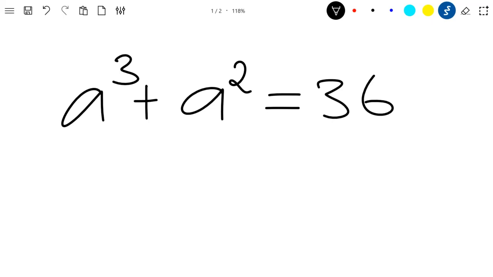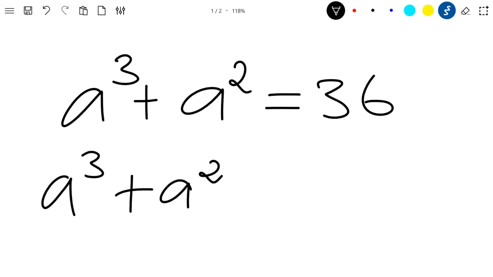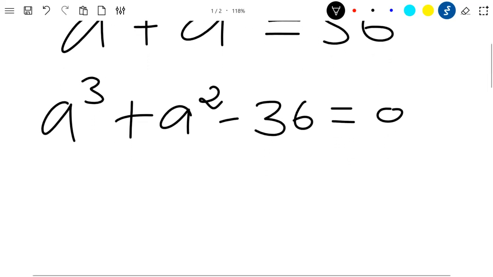So we have our equation a^3 + a^2 = 36. Let's rewrite our equation as a^3 + a^2 - 36 = 0. Okay, we have this equation.